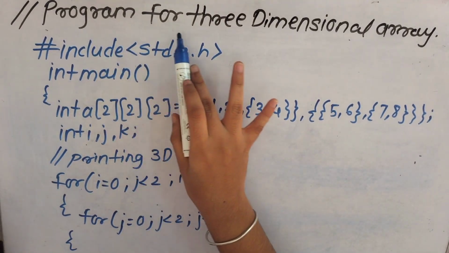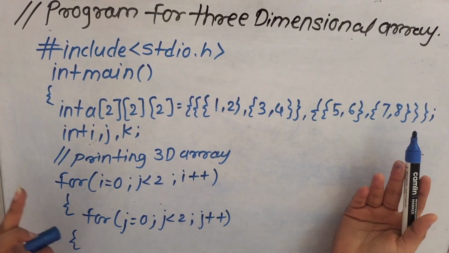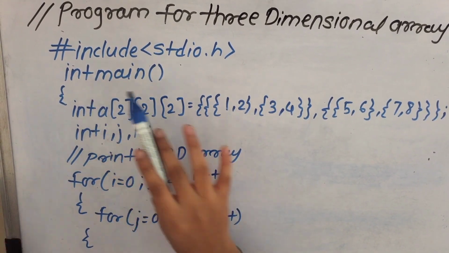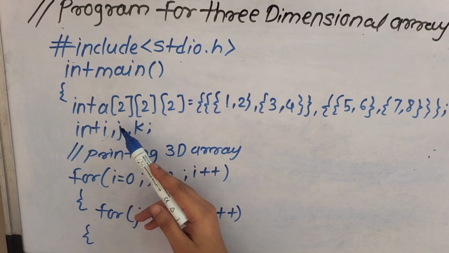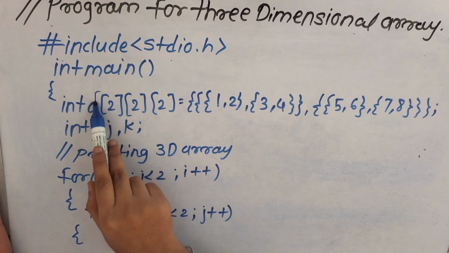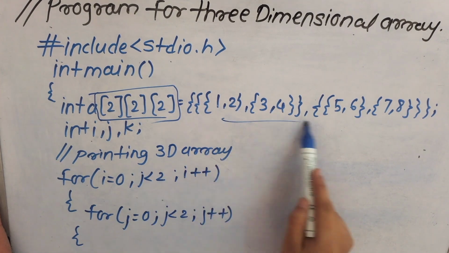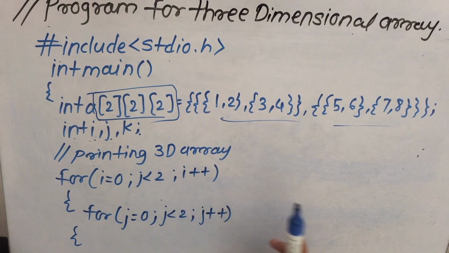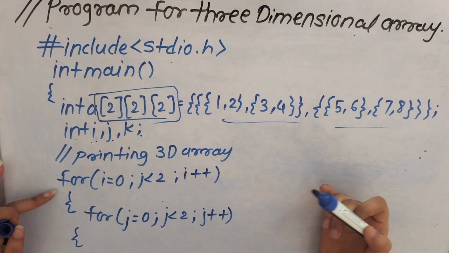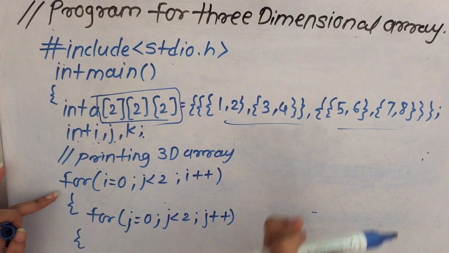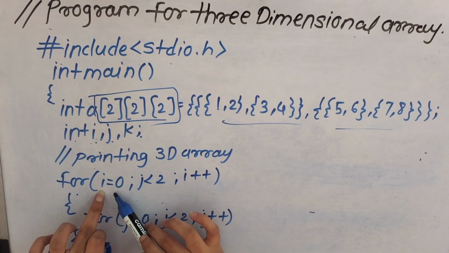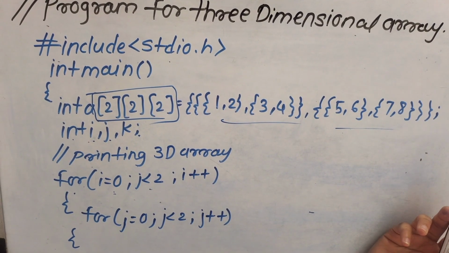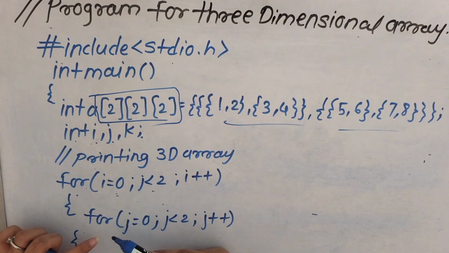Simple program for a three-dimensional array, meaning 3D array. So let's see. #include <stdio.h>, int main, curly bracket open, int array declaration. For a 3D array we write like this. Int i, j, k. So, printing the 3D array. Since this is a 3D array, we use a for loop three times. For i equal to 0, i less than 2, i plus plus, curly bracket open.